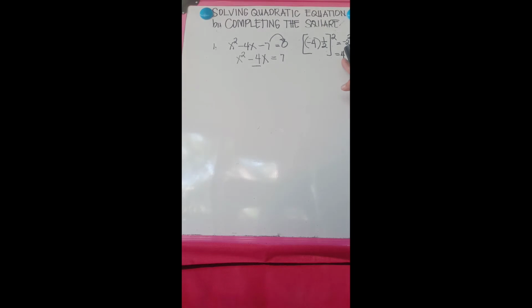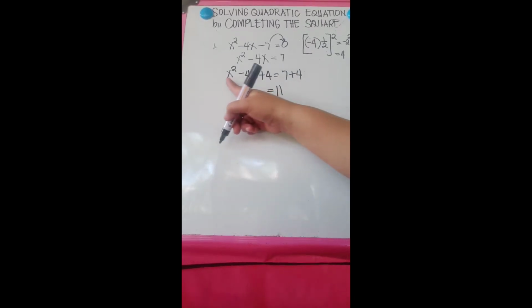So, ito ngayon ay i-add natin sa dalawang sides ng equation para yung left side will be perfect square trinomial. So, i-add natin on both sides of the equation. So, we have now x squared minus 4x plus 4 equal to 7 plus 4. So, 7 plus 4 is 11.